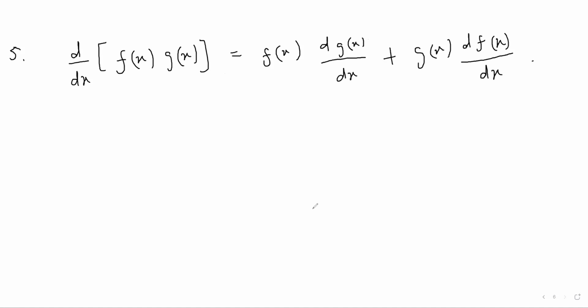So the derivative of a product of two functions, f of x and g of x, is given by the following. Okay, just give me a second there.